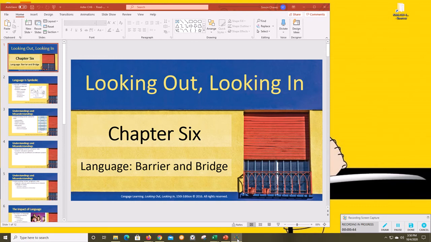Unfortunately, if you want to look at an example of something bad, all you got to do is look at Adolf Hitler. His speeches were full of hate, and they were used to do evil things in life, okay? So you can see that language is very, very powerful.